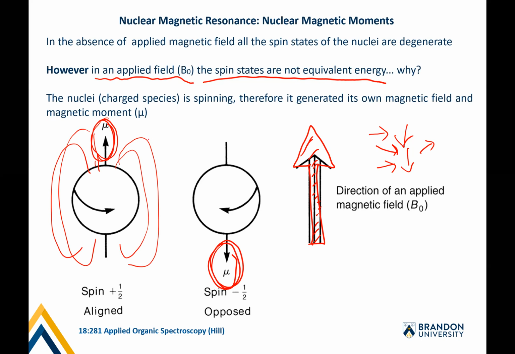So we would call this, in layman's terms, spin up or spin down. So they can either be aligned or opposed. Normally the energies are degenerate. There's no alignment, so to speak. But when you put it in a strong applied field, those spins which are randomly aligned are either going to align with the field or they're going to align opposed to the field. So that's what's going to take place.